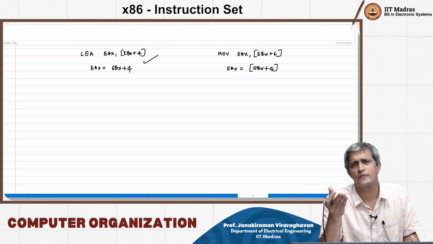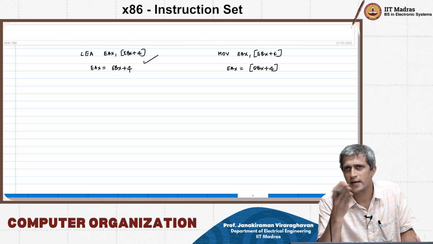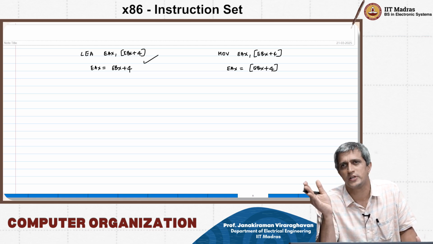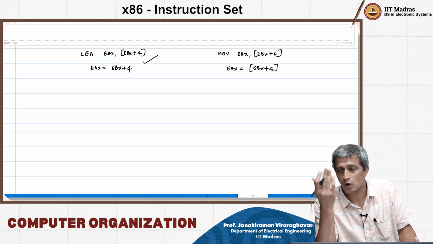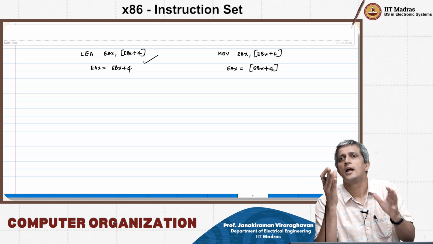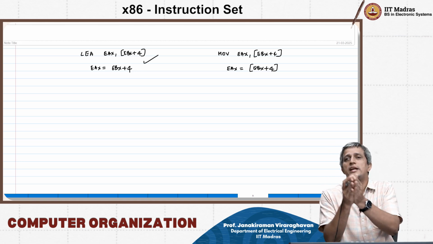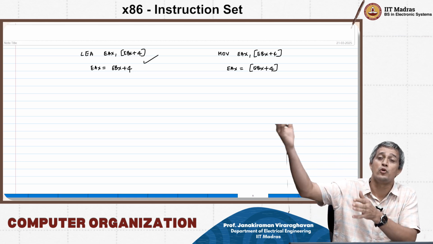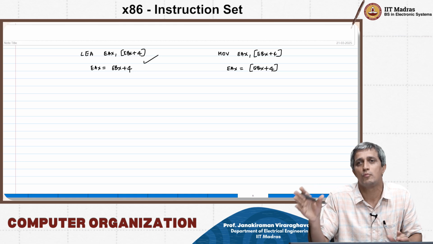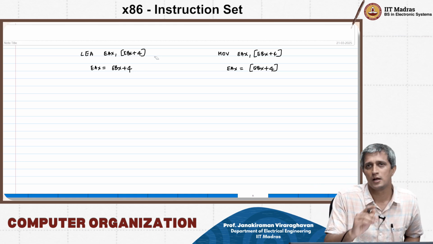So you could do even EBX minus 4 or minus 8. It doesn't matter. You can do any of these offset calculations with positive numbers or negative numbers. But load effective address is getting the value of the intermediate address that has been evaluated, that would have been used to access the memory had you done a move. That's how you should treat this particular thing.